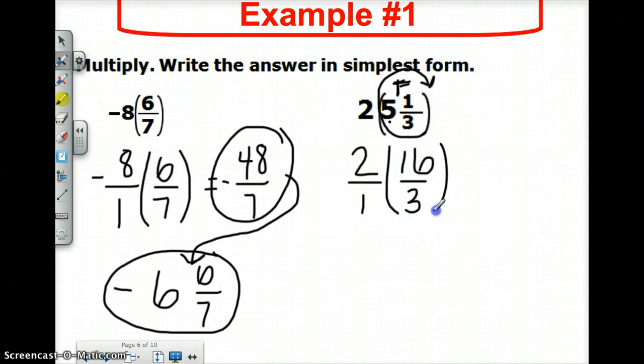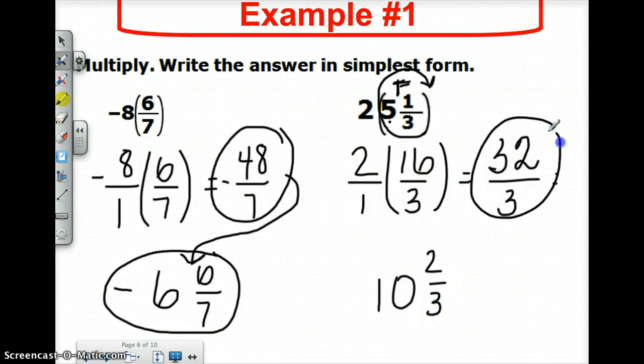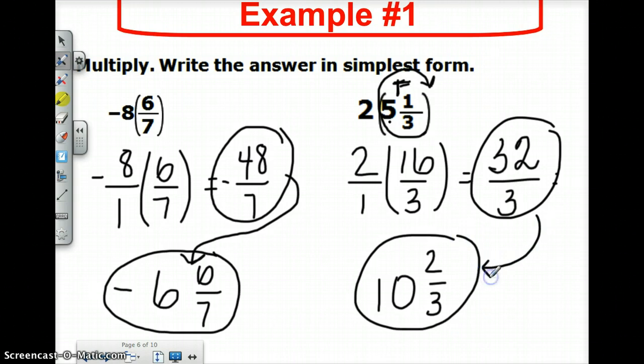And now we're ready to multiply. 2 times 16 is 32. 1 times 3 is 3. And if we go ahead and change that into a mixed number, 32 divided by 3, we would get 10 and 2/3. Let's go ahead and continue on.